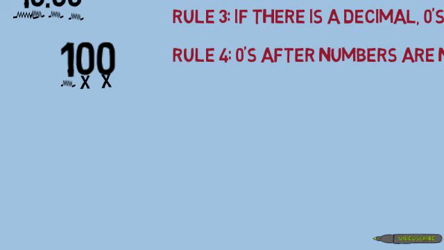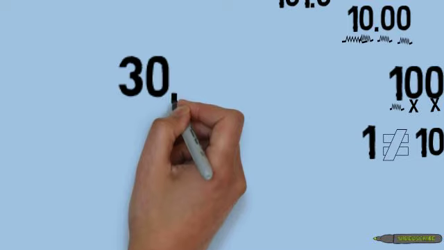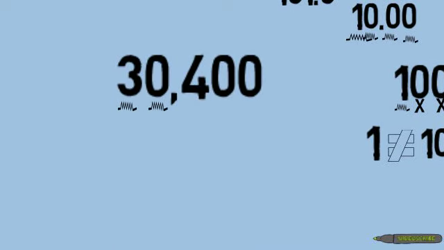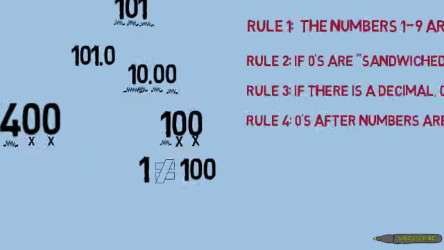Remember, that doesn't mean they're not important. We can't get rid of them, because if we did, 100 would become just 1. And clearly 100 is not the same thing as 1. They are important, the zeros, so we leave them, but they don't show precision. Another example, 30,400 has 3 significant figures. The 0 between the 3 and 4 is significant since it is sandwiched, but the zeros after the 4 are not significant since there's not a decimal explicitly stated.